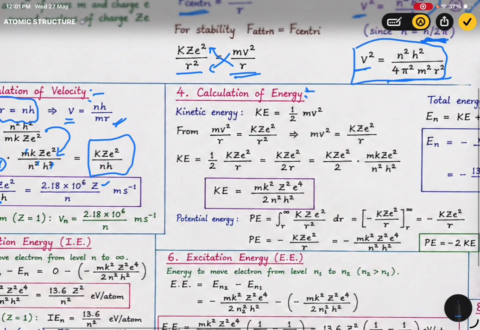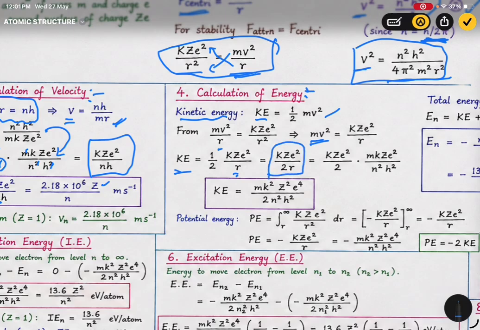Coming to the next, energy of the electron. The kinetic energy formula is K equals half mv square. We already wrote mv square by r earlier, equal to K Z e square by r square. Rearranging the equations, mv square equals K Z e square by r, and finally half into K Z e square by r equals K Z e square by 2r. So this is the kinetic energy of the electron. If you substitute the radius, you will get the kinetic energy formula.